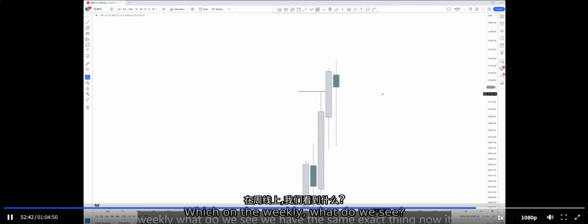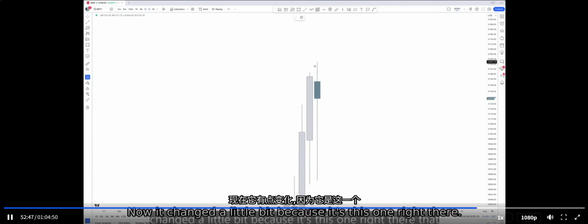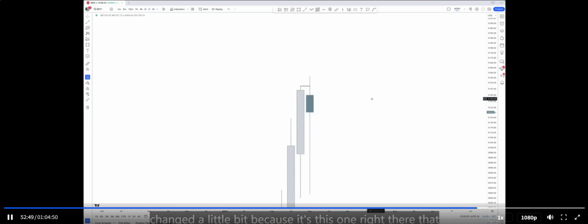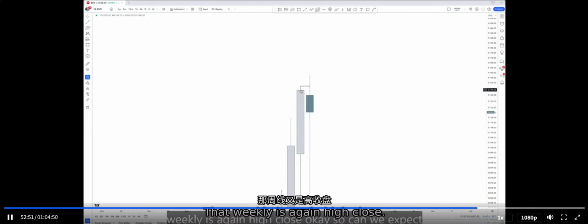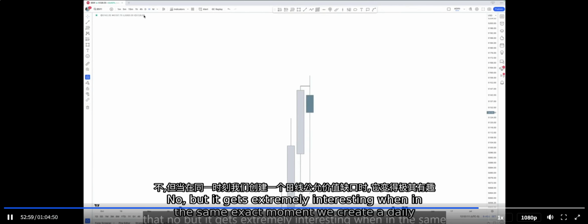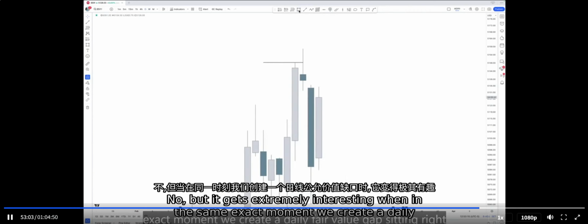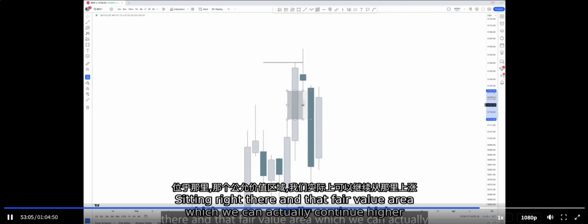Which on the weekly, what do we see? We have the same exact thing. Now it changed a little bit because it's this one right there. That weekly is, again, a high close. Okay, so can we expect automatically that we sweep that high to continue lower off that? No, but it gets extremely interesting when in the same exact moment we create a daily fair value gap sitting right there, and that fair value area which we can actually continue higher from.